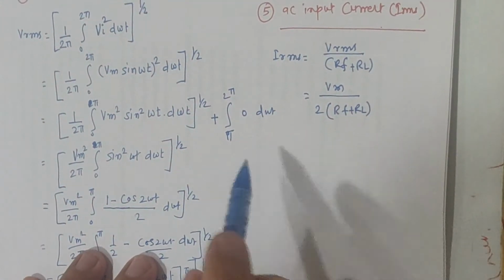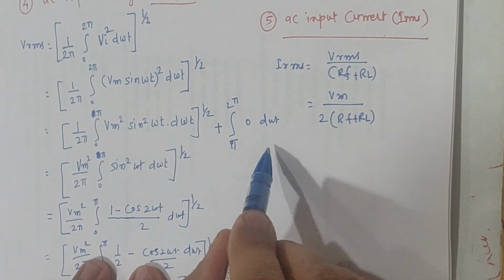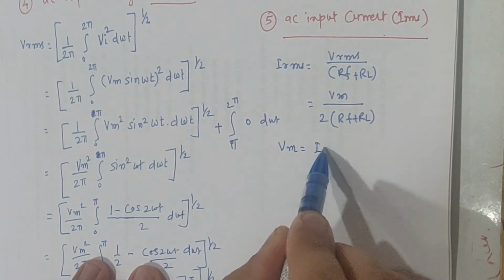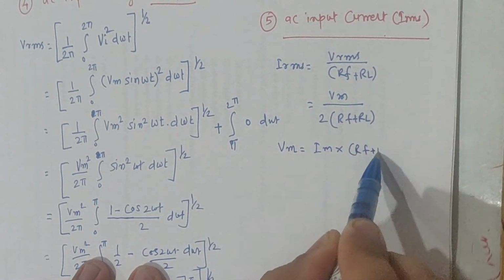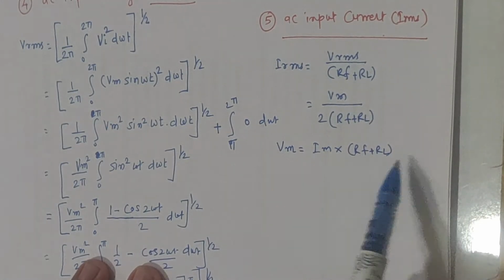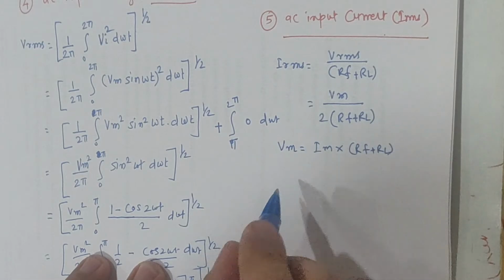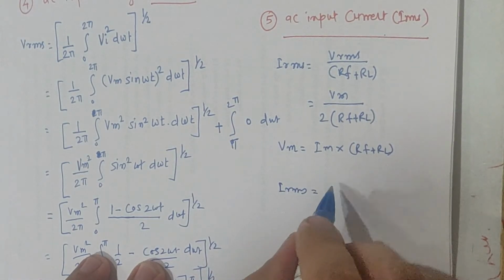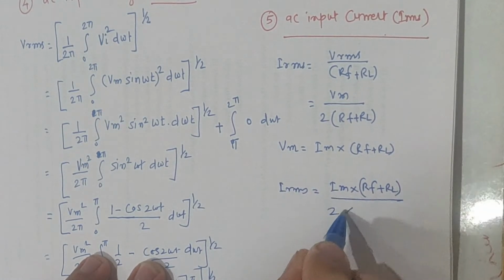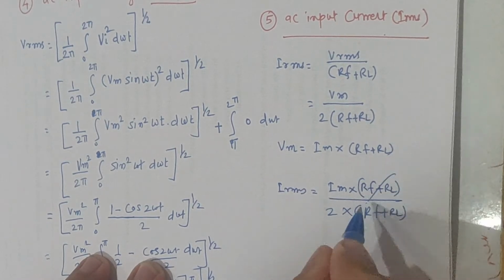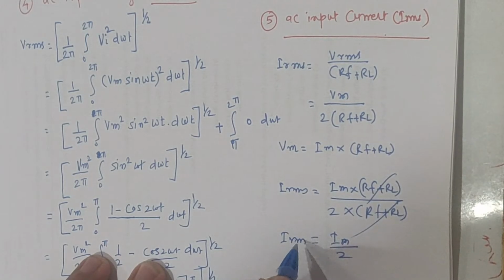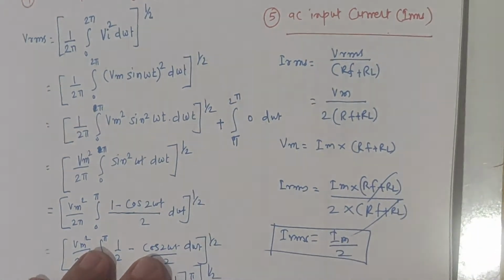Okay, after that what will happen? Now this peak voltage Vm is equal to what? It is nothing but Im multiplied by RF plus RL. Why? Because Ohm's law says V is equal to IR. So Vm is equal to Im into RF plus RL. Now let us put this value here. So IRMS will be equal to Im multiplied by RF plus RL divided by 2 multiplied by RF plus RL. Now this RF plus RL and this RF plus RL get cancelled, and we get Im by 2. So IRMS comes out to be Im by 2.